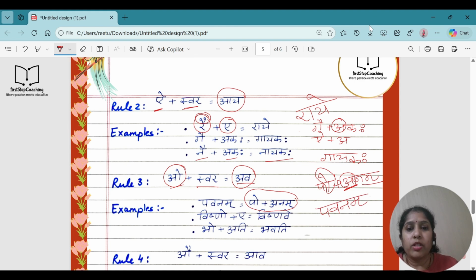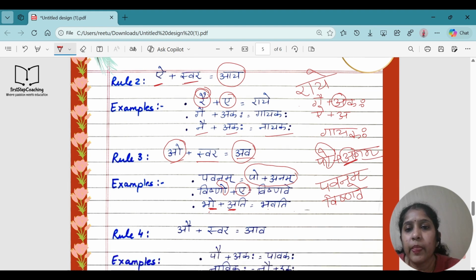Right? Now, if you just want to see this one, Vishnu plus e. So o ki matra is there and e is there, right? So o and e will become av. Correct? So Vishnu and va, and then e is there, so we'll put e ki matra. It will become Vishnave. Right? Same way, bho plus ati will become bhavati. O will become av and va will take this matra. So av itself and ti, bhavati.